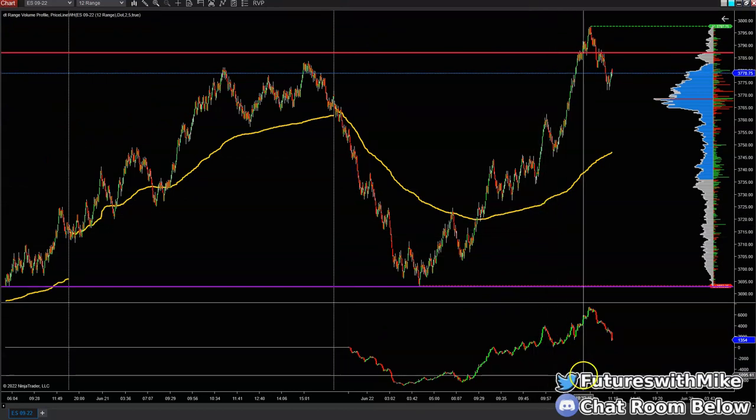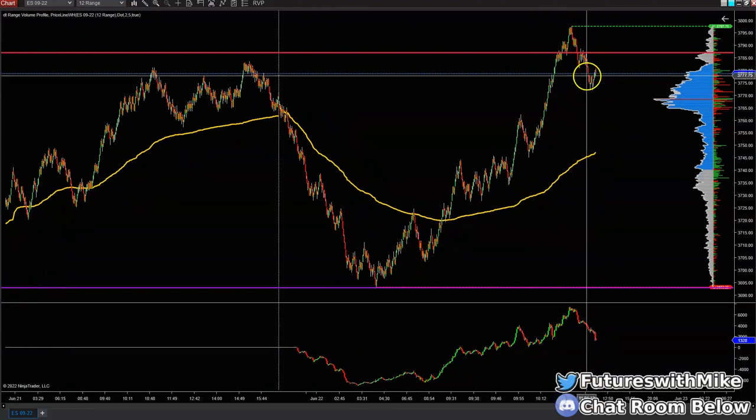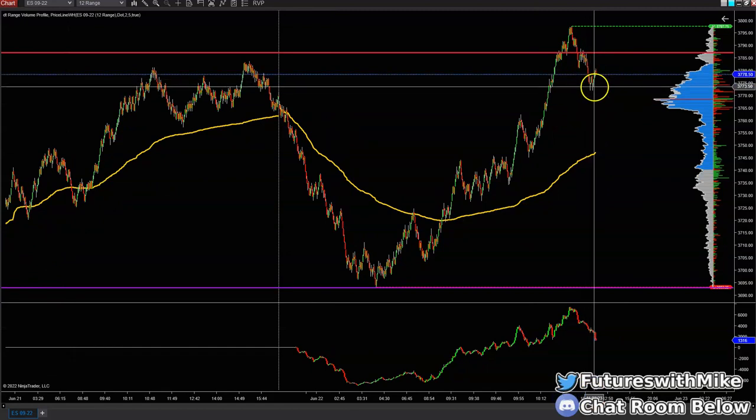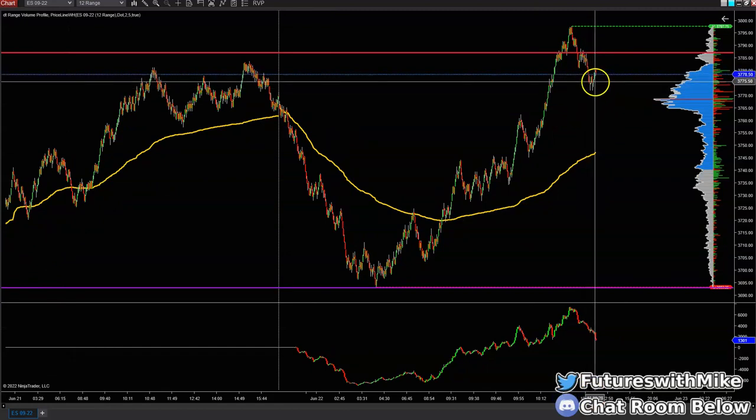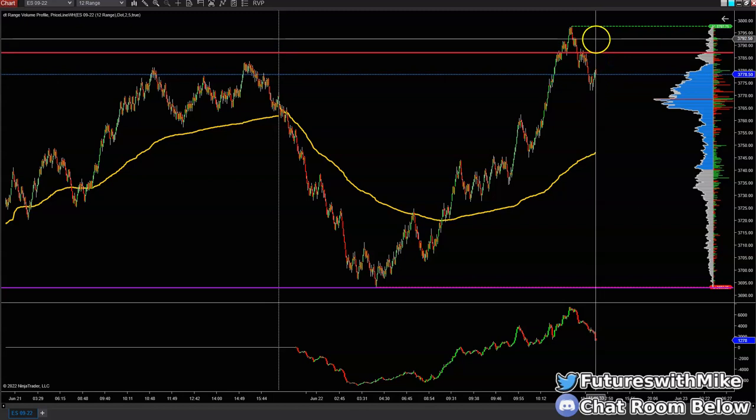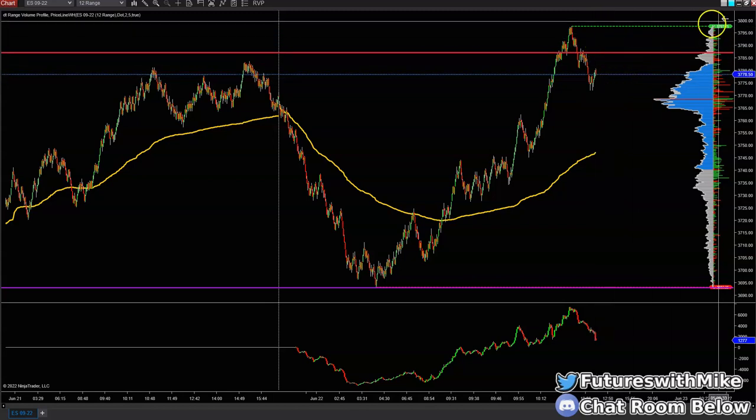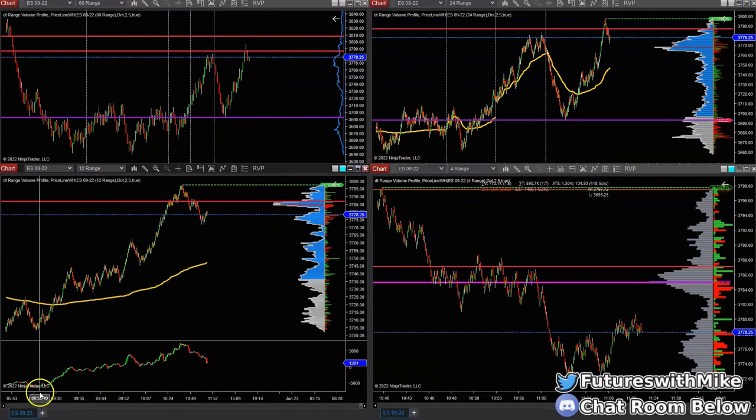So if price turns around here, you can see it's forming a little W structure. If price turns around and starts breaking structure to the upside, I'll be looking for maybe a pullback. So we'll see.